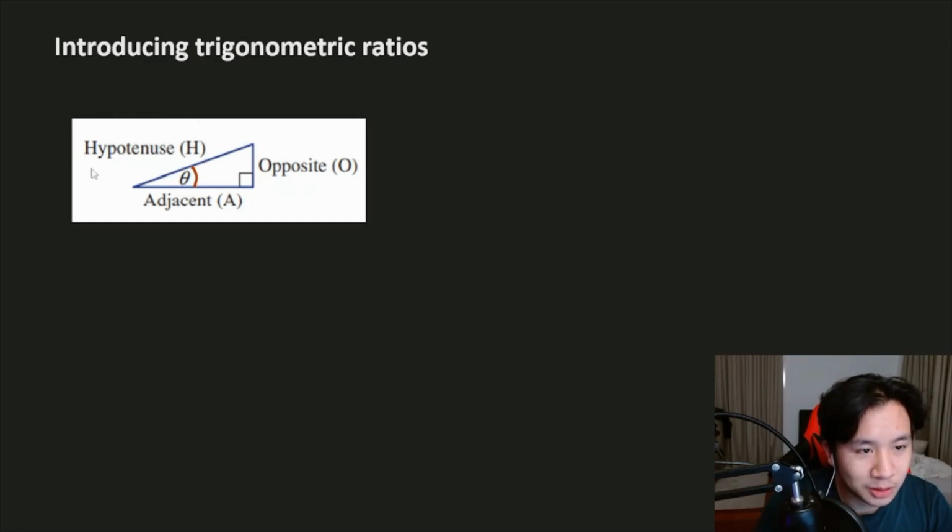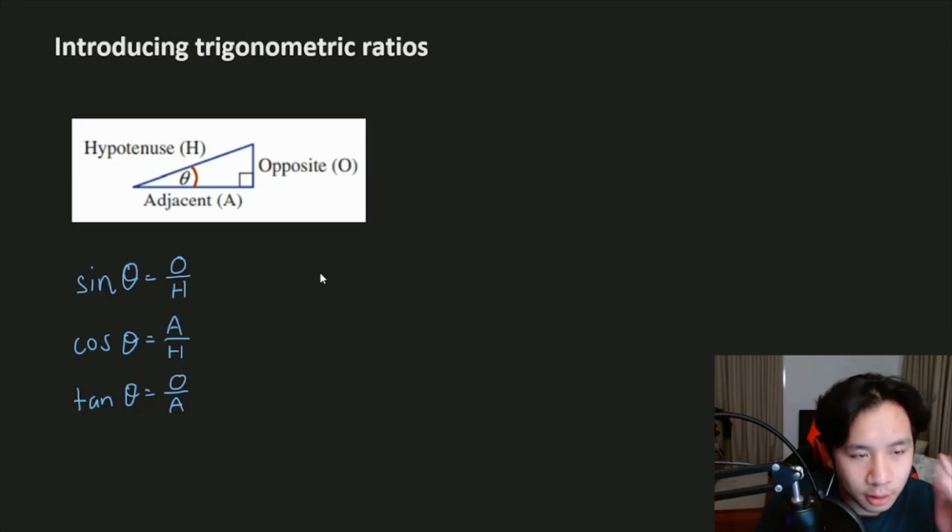This word, hypotenuse, refers to the largest side of the triangle, okay? And it's always opposite to this right angle, right here. So that's the way to remember it. Also, relative to this angle, this side is the opposite, okay? And the one that's closest to it, that's not the hypotenuse, is called the adjacent.